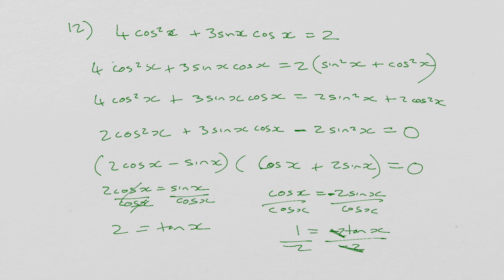Tan x can be 2, so there's no problem with that. You're going to have the answer, which is 63.4 degrees. So x is equal to 63.4 degrees plus k180. And because tan only has one general solution, that's it. And tan can be negative a half, there's no problem with that. So we've got negative 26.6 degrees plus k180.